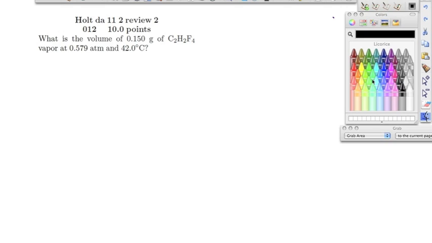Now, moving on to number 12. It says, what is the volume of 0.150 grams of C2H2F4 vapor at 0.579 atmospheres and 42 degrees Celsius? So we look at what it gives us: a pressure in atmospheres, a temperature, a mass, and a formula. Because it only gave us one pressure and one temperature, not more than one of those values, we know we're going to be using PV equals nRT, the ideal gas law.